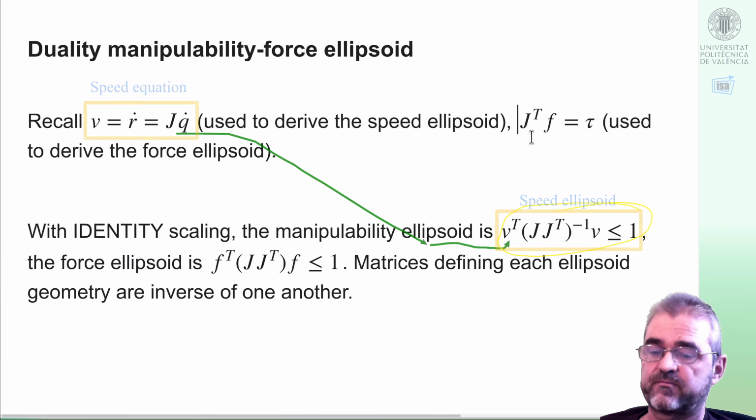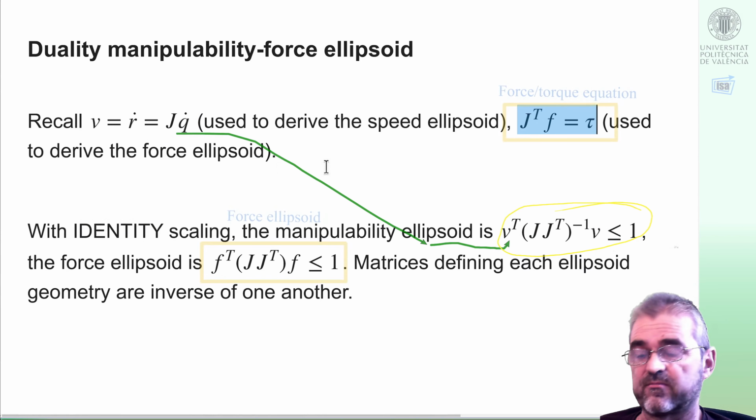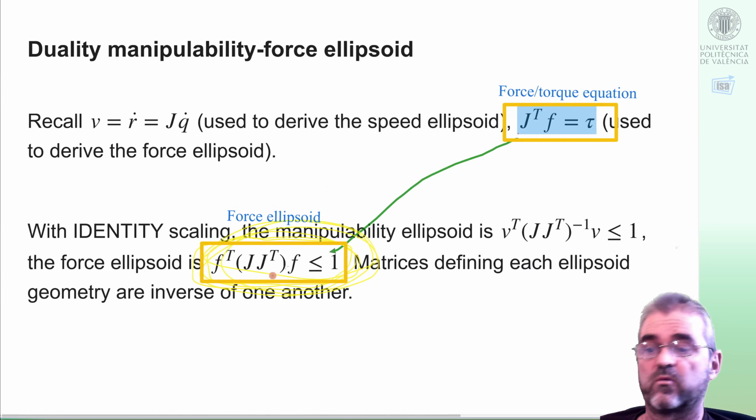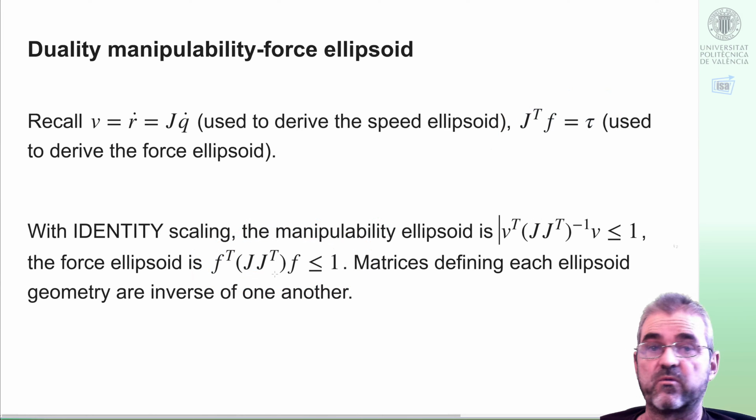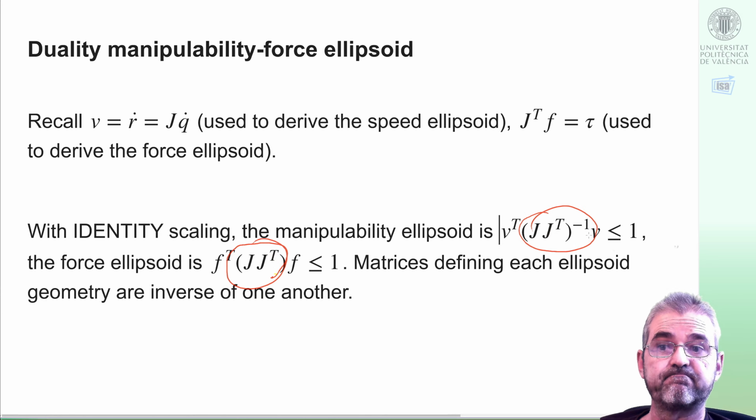And then from this equation we were able to define this force ellipsoid, which is the geometric locus of the end effector forces that can be compensated with unit sphere joint torques. Then, as we can see, we have here J J transposed, and we have here the exact same matrix but inverted. So this hints this kind of inverse relationship between speeds and forces.